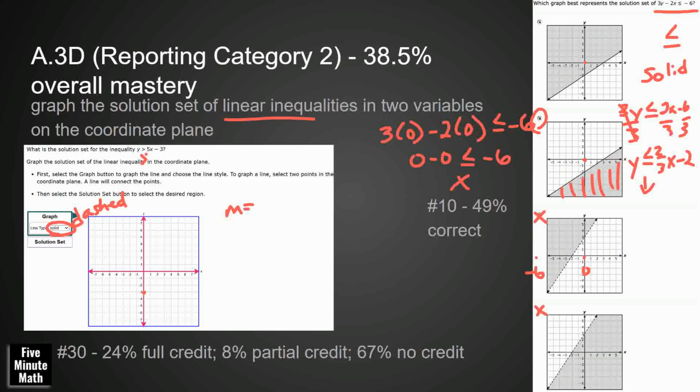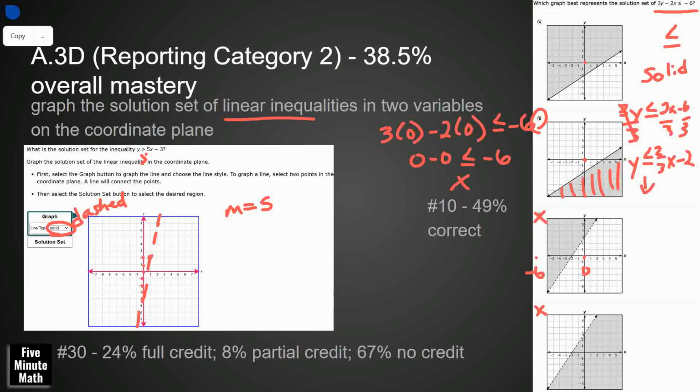Slope equals 5. So I'm just going to count up 1, 2, 3, 4, 5, and then over 1. So that's 1. And then 1, 2, 3, 4, 5, and then over 1 up there. And then the other one's going to be down there. All right, so something that looks kind of like this. All right, so there's my line.